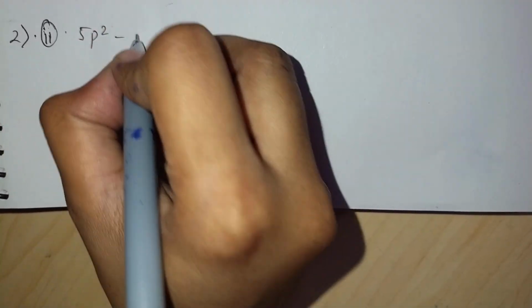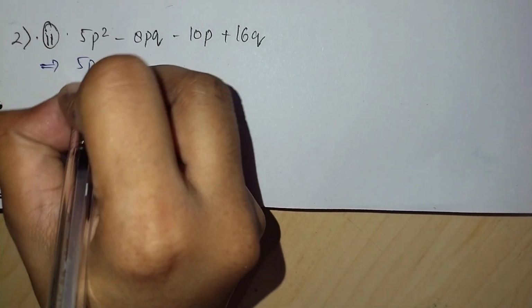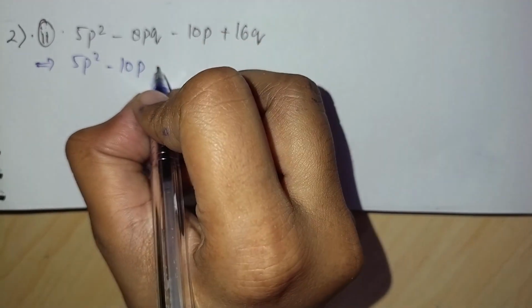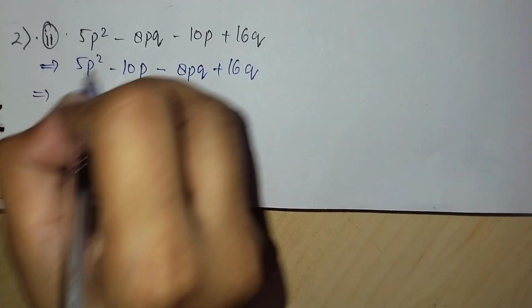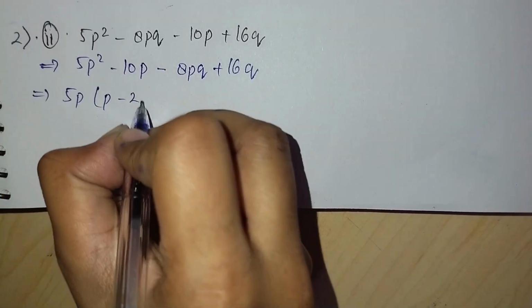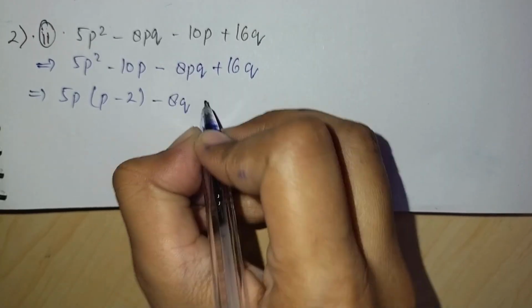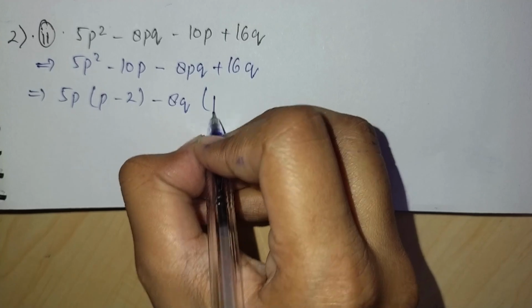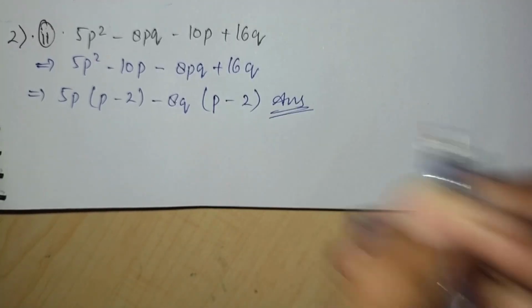The second part is 5p square minus 8pq minus 10p plus 16q. So here we can write it as 5p square minus 10p minus 8pq plus 16q. So here we have 5p as common, so we will get p minus 2. Here we can take common as 8q. So here we will get p minus 2. So this is the answer in this question.